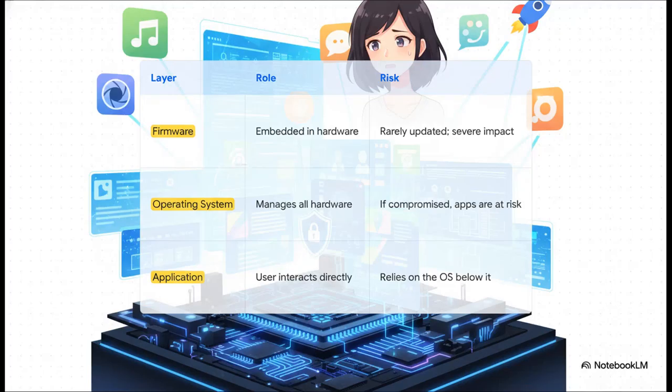And to wrap our heads around this, let's look at one final concept. Software isn't just one big thing, it's built in layers. At the very bottom, you have firmware. That's code embedded right into the hardware itself. Sitting on top of that is the operating system, like Windows or Mac OS, that manages everything. And then way up at the top, you have the applications you actually click on and use. The critical thing to remember is that each layer completely depends on the one below it.